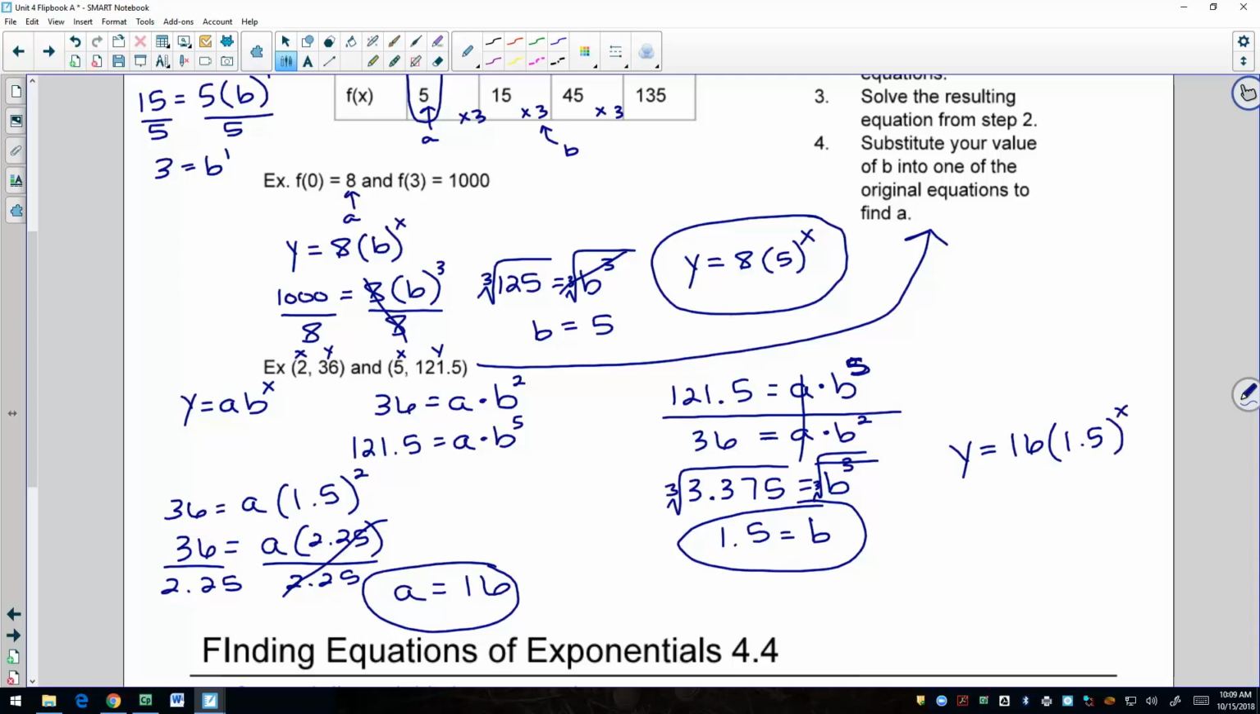And that is it. So remember, know your general equation of an exponential function, y equals a times b to the x. And you might have to plug in 2 points and then do division. You'll find b first, then plug one of the points in to then find a. And that's it for lesson 4.4.